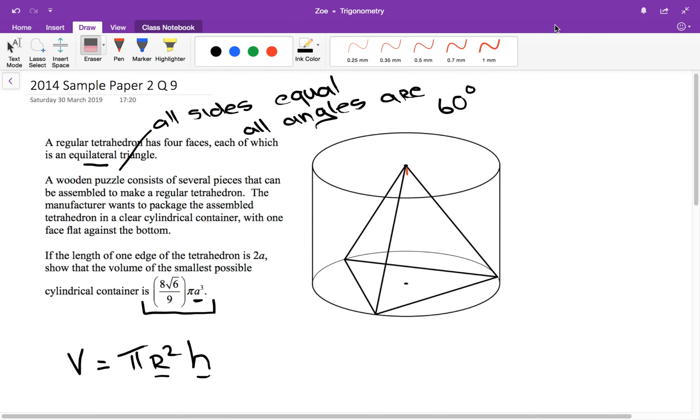Right. So we have a regular tetrahedron that has four faces, all of which are equilateral triangles. I just made a note on that. I saw equilateral, no idea if it's going to make any difference, but all sides are equal. All angles are 60 degrees in an equilateral triangle.